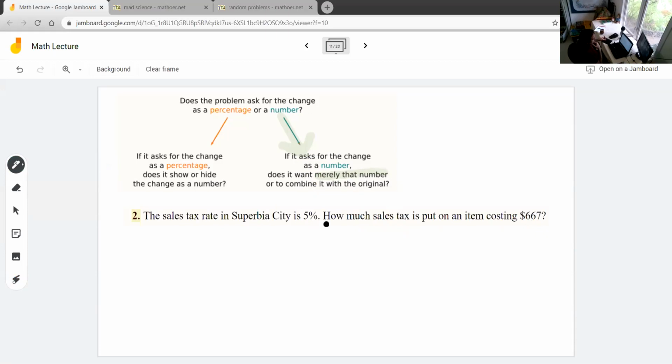Okay, now this is the what is the percent of something else type process. The percent we're going to get out of percent. Of becomes multiply. And whatever that is. $33.35.